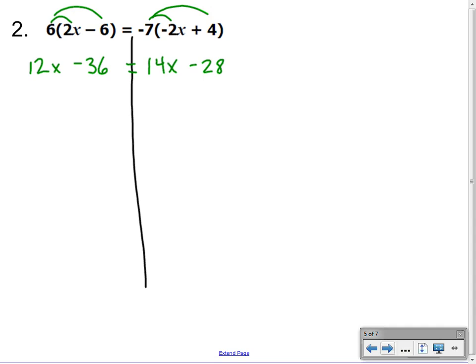Let's go ahead and move our variable to the right side, so we'll cancel it off of the left. It cancels here. Or I'm sorry, it does not cancel here. We're left with negative 36 is equal to 2x minus 28.